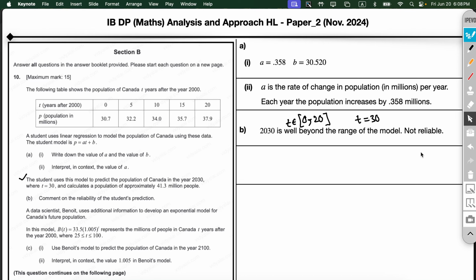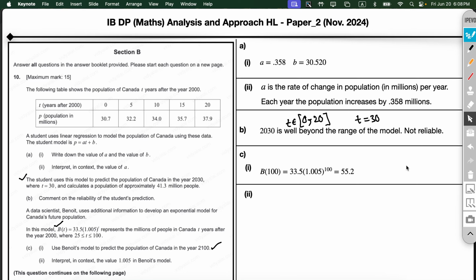Now it says a data scientist uses additional information to develop an exponential model for the population. In this model, B of t is given by this equation, where B of t is the population in millions after t years from the year 2000, and this is valid for t between 25 and 100. So use Benoit's model to predict the population of Canada in the year 2100. That is like t equals 100. So if we put t equals 100 in Benoit's model, we get 33 times 1.005 to the power 100. We put it into the calculator, and it gives you 55.2 million.